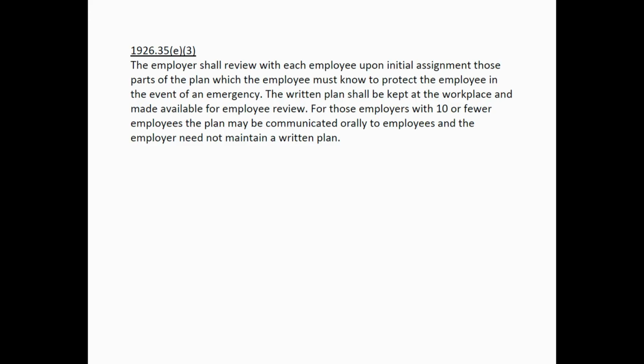For those employers with 10 or fewer employees, the plan may be communicated orally to employees and the employer need not maintain a written plan. You understand that doesn't say per job site, right? You got that. I don't see anywhere where it says per job site. That says employers with 10 or fewer. Do you have 11 people employed by your company? Period. So if OSHA applies to you, write your plan down.